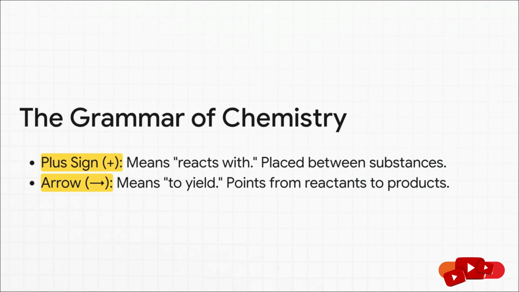Simple as that. Now, what about those symbols in the middle? Well, the plus sign is easy. It just means and or reacts with. So we can say magnesium reacts with oxygen. Now that arrow is super important. It always points from the reactants to the products, showing us which way the reaction is going. You can read it as to form or to yield. So the whole thing reads like a sentence. Magnesium and oxygen react to form magnesium oxide. See? It's a whole language.